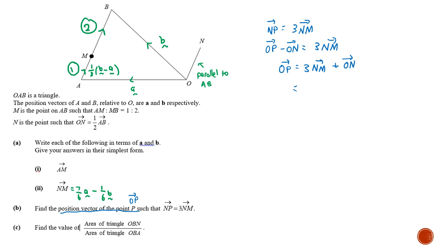We have here vector NM, and that will give us 3 multiplied by 7 over 6 of vector A minus 1 over 6 of vector B. Now, what about ON? Vector ON was found earlier to be half of vector AB, so it will be half of vector B minus vector A. Simplifying it, we will simply get 3 vector A.